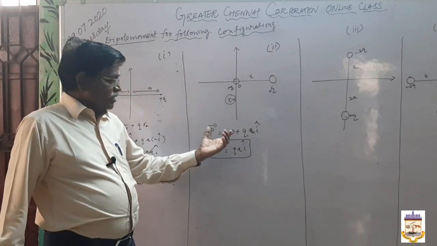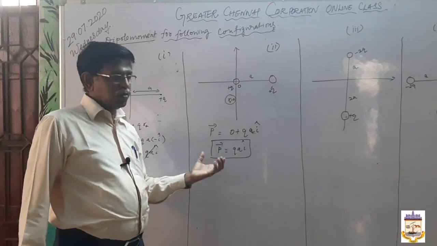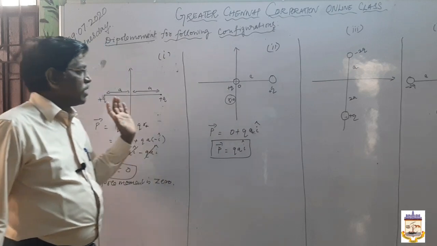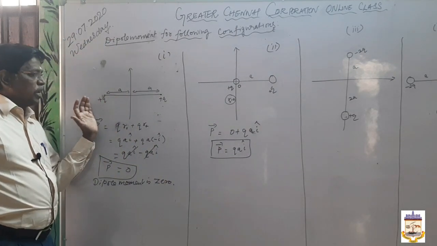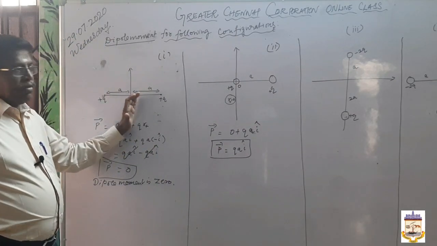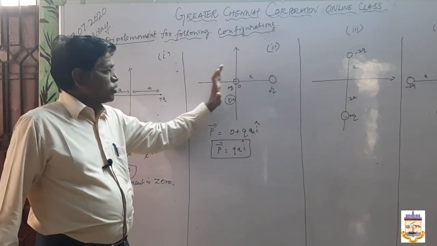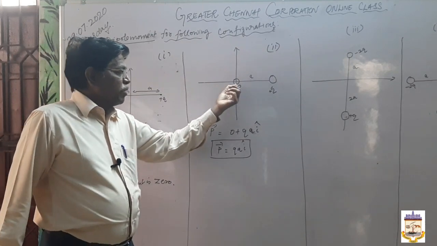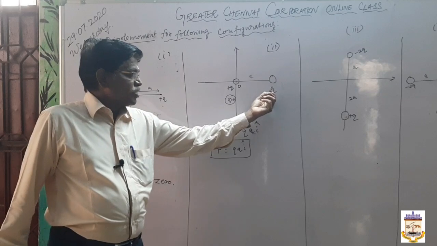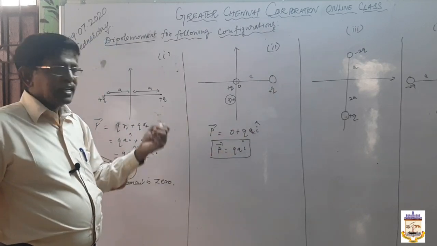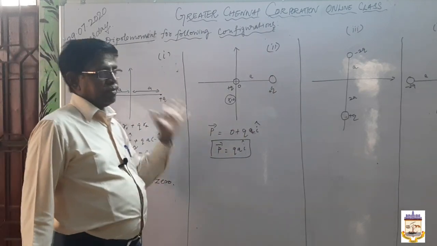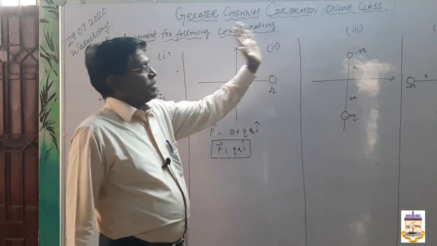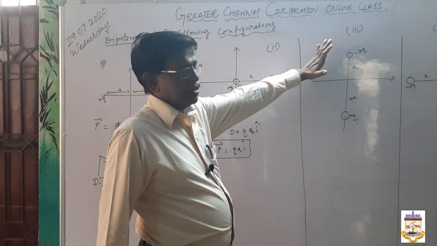But in this case, the dipole has a certain dipole moment value. Why? Because we have shifted this charge to the origin itself. When it is shifted from one place to the origin, this moment becomes 0, and only this charge is giving the moment, so it has a net dipole moment.